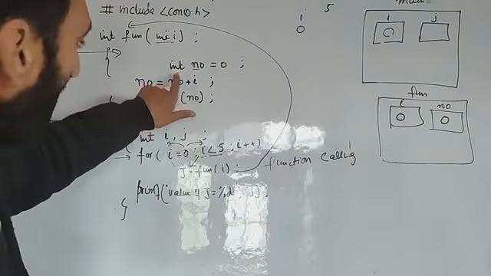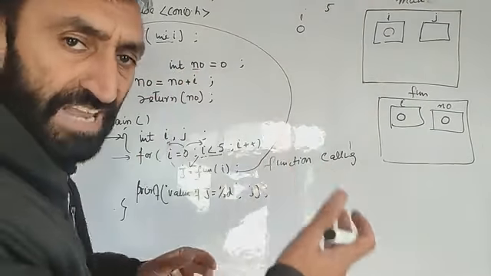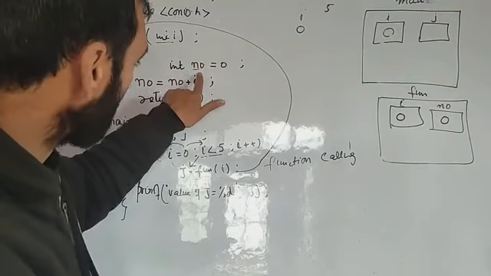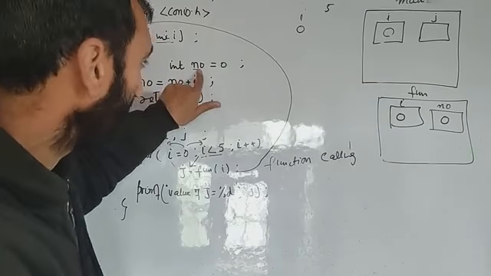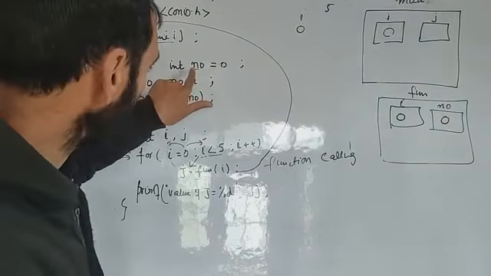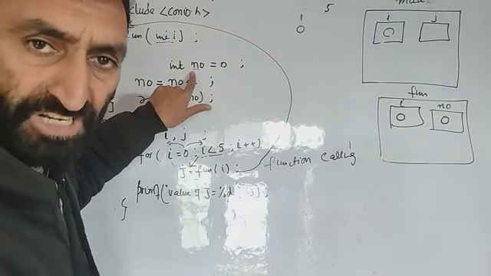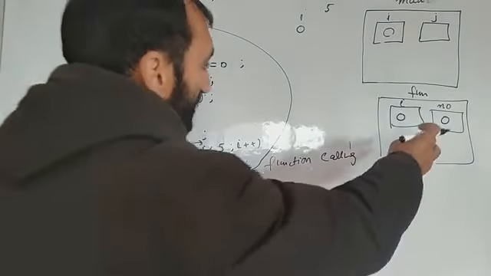That means here declaration as well as initialization has taken place at the same time. Both things, initialization and declaration, are done: I declared a variable number and assigned the value 0. That means compile-time initialization takes place, and number is 0.